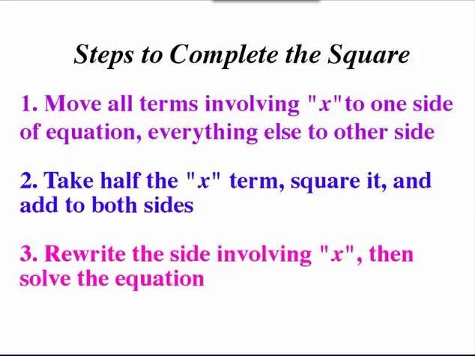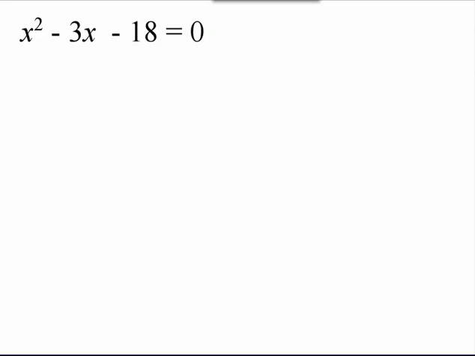And you should already have this written down somewhere. The second step: take half of the x term, square it, and then add to both sides. And then step 3, rewrite the side involving x, and then we solve the equation. Now when we complete the square, sometimes we will get whole numbers. Sometimes we will get numbers with square roots, and sometimes we will get numbers with i. So let's go ahead and start looking at our first one.